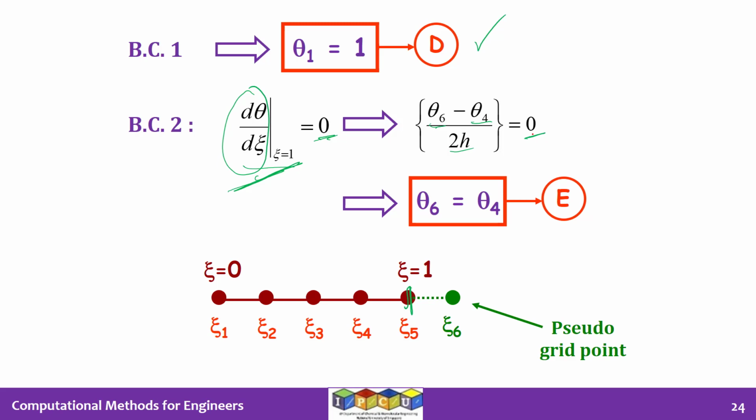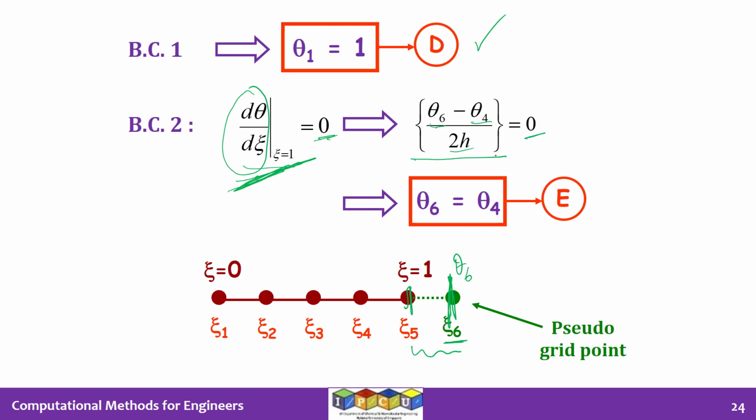It is only a mathematical entity. It comes out of what is called a pseudo grid point. So I'm just extending this domain, not for a physical reason, but for mathematical convenience, by one more grid point, and I'm calling this grid point psi 6, and the value of theta here is denoted as theta 6. Now theta 6 has mathematical validity, though it does not have physical validity. This boundary condition with the fictitious or the pseudo grid point gives us this equation.